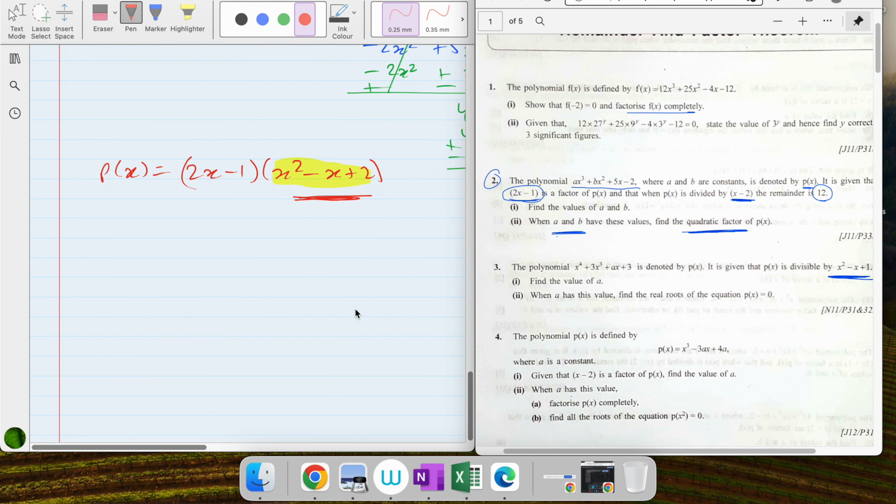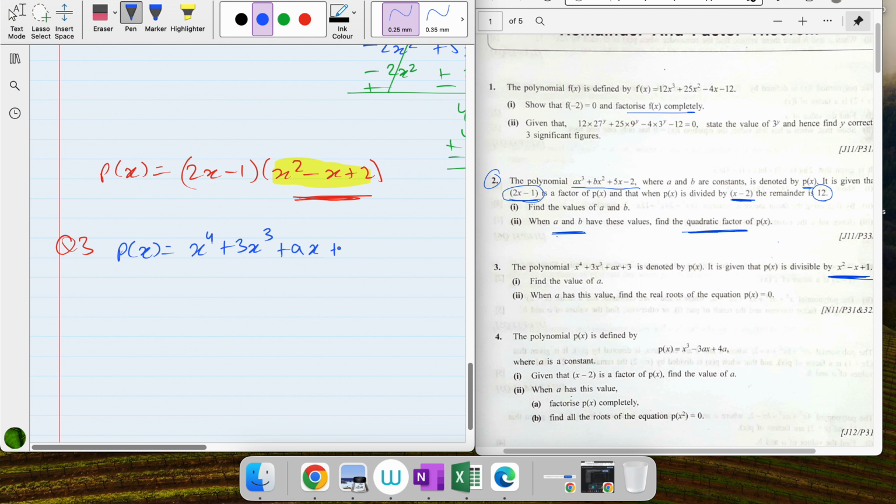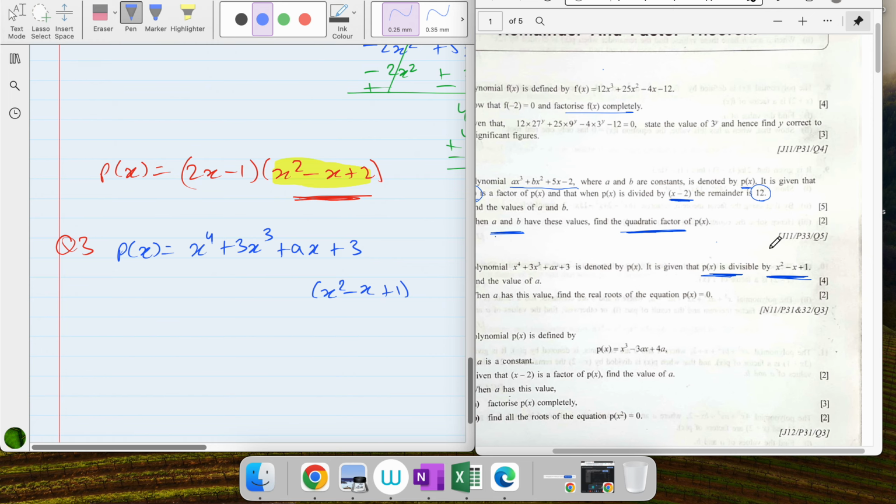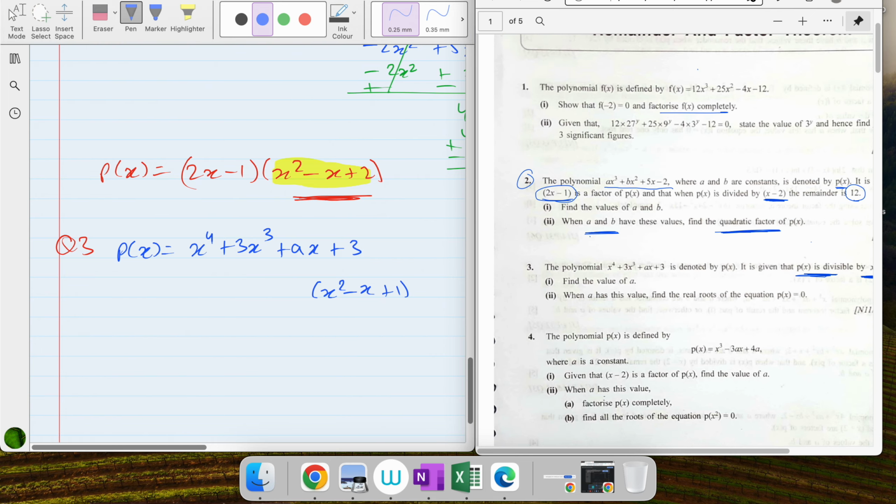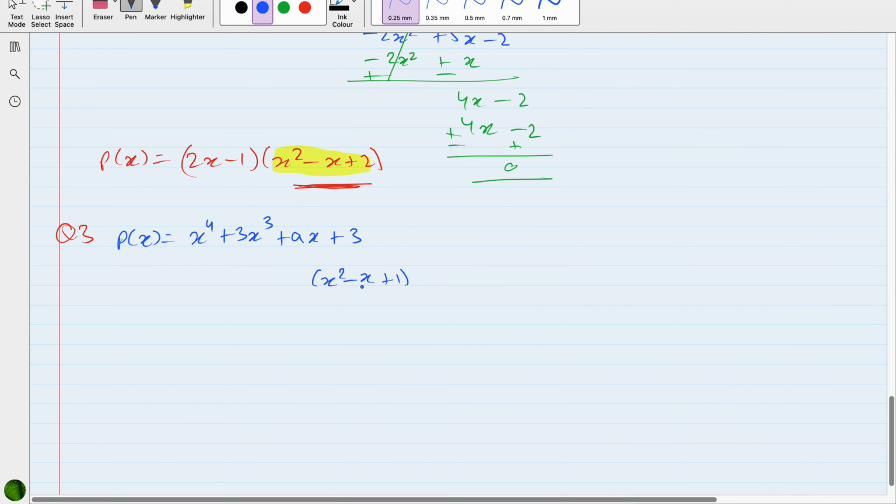Okay, in question number 3, a polynomial is given which says p of x is equal to x power 4 plus 3x cube plus ax plus 3, and it says when it is divided by x square minus x plus 1, it is divisible by this, so the remainder must be 0. When we look at x square minus x plus 1, it has no middle term breaking, there is no linear factor, so we'll have to divide it with the quadratic one.